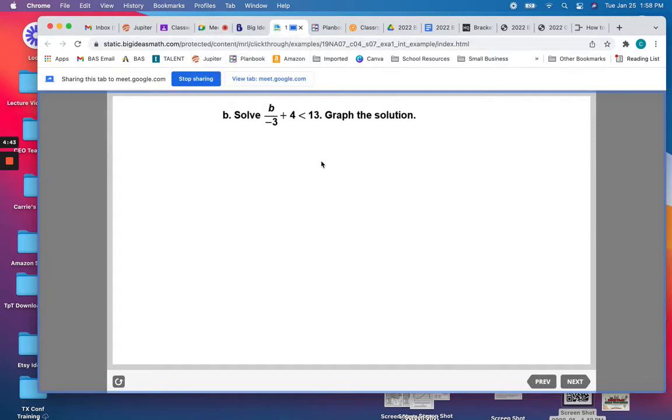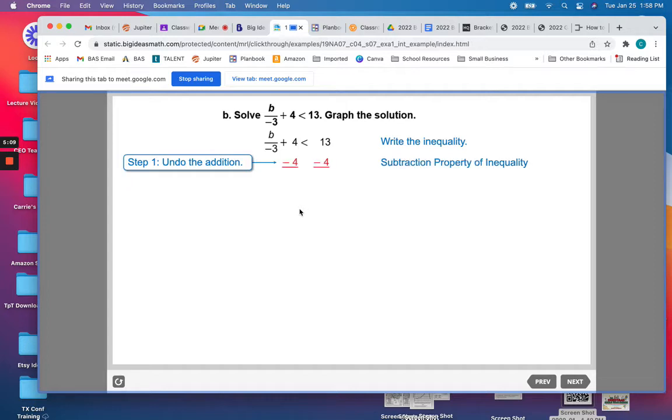Okay. So here's B. So we're going to solve B divided by -3 plus 4 is less than 13. So of course your first step is to write the inequality. Okay, now we have the B is kind of dealing with the -3, so we're going to look at the +4 first and move that first. How do I move the +4? Subtract. So I'm going to subtract 4 from both sides. 13 minus 4 is? 9. Very good. So now I'm left with B divided by -3.